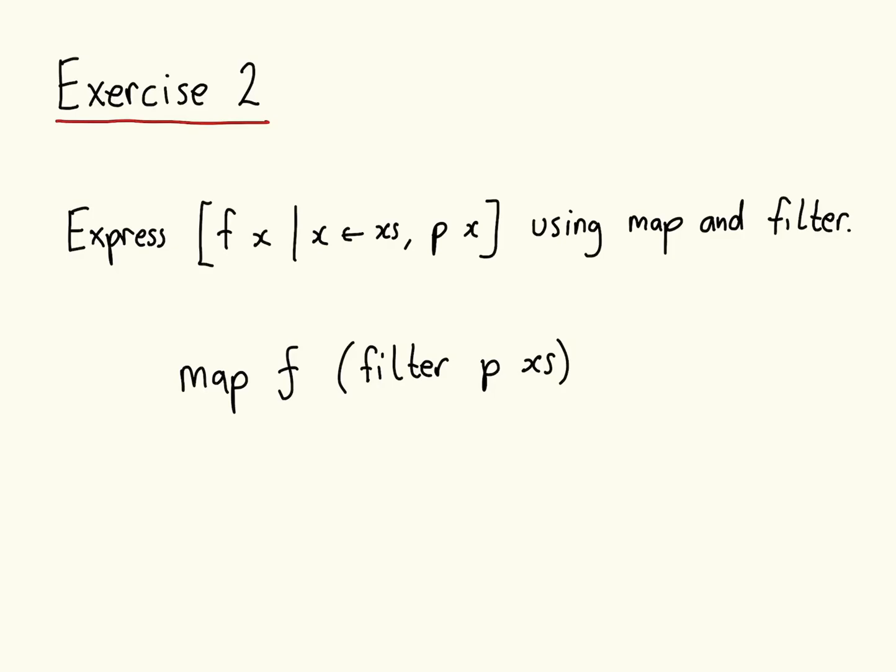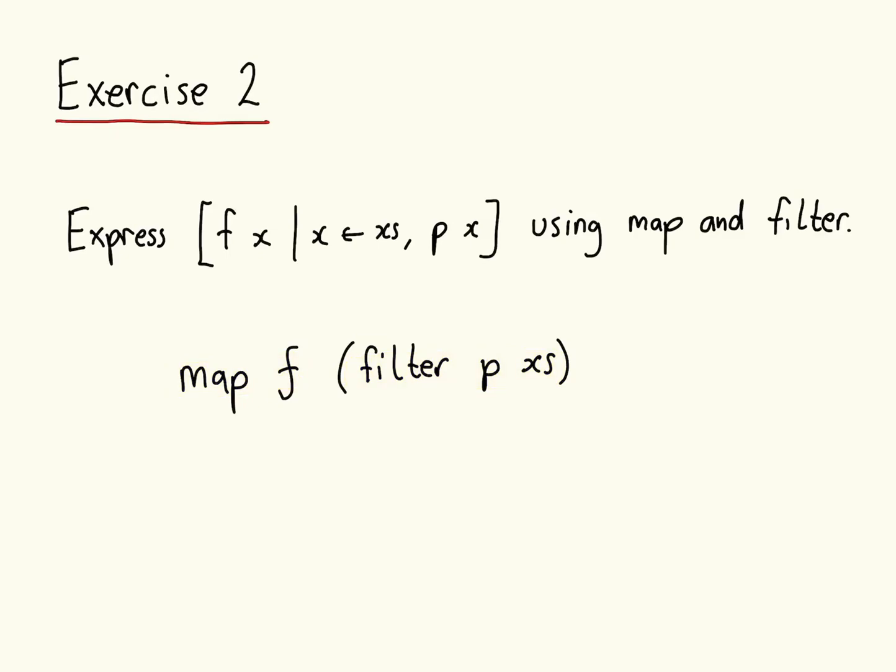So why is this correct? Well, if you look at the list comprehension, what we're doing is we're ranging over each value in the list, only keeping those that satisfy the property p, and then for each of those, we're applying the function f to it. And that's exactly what I've expressed down below. What I'm doing here is, first of all, only keeping the values that satisfy the property p, and then for each of those, I'm going to apply the function f. So this is how to do it correctly.